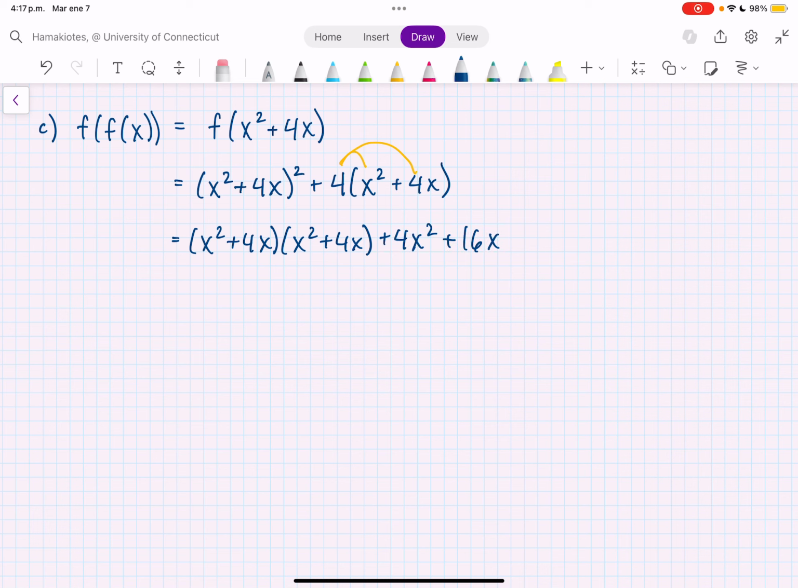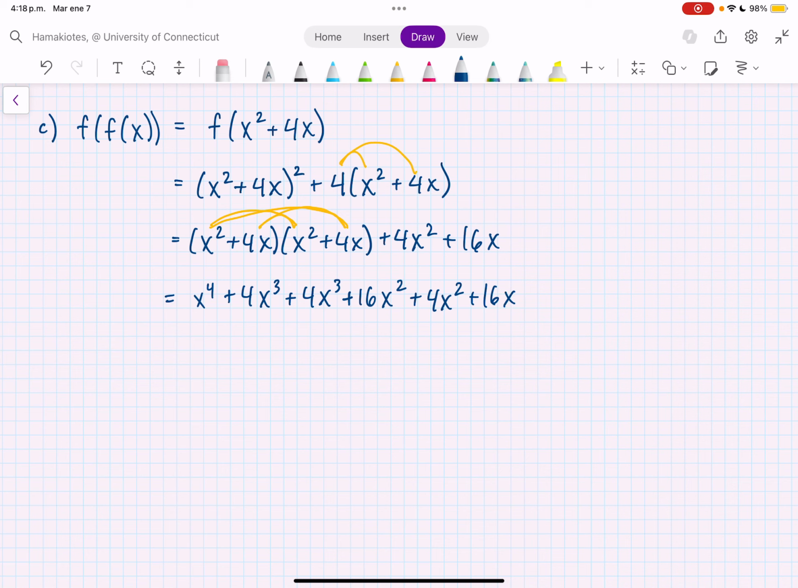Now we can start expanding this, so we have x squared times x squared, which is x to the 4th. Now we have x squared times 4x, which is 4x cubed, and we have another 4x times x squared, so plus 4x cubed plus 4x cubed, and now we have 4x times 4x, which is 16x squared. Remember to add on our 4x squared plus 16x.